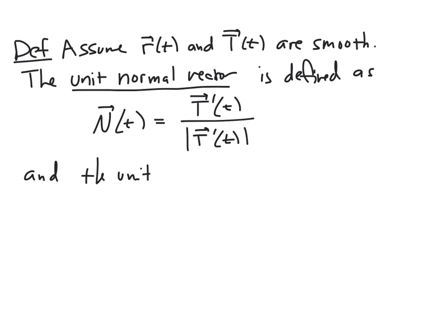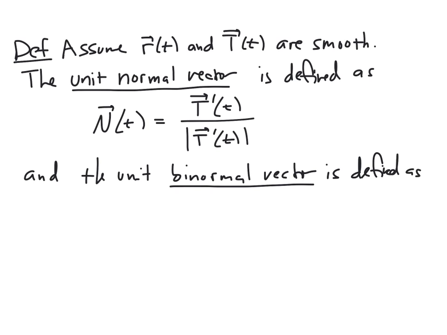And so the unit normal vector is defined in this way, and the unit binormal vector is defined as capital B of t, and it's going to be the cross product of the unit tangent vector and the unit normal vector.